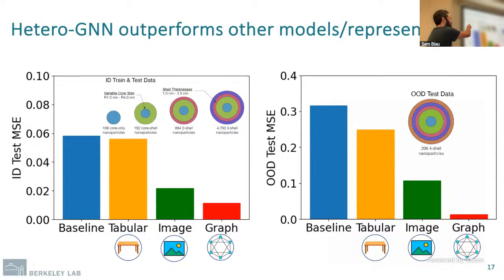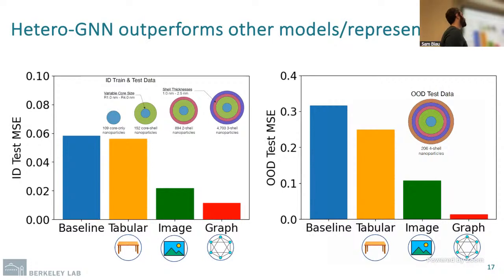Note the difference in y-axis here, though, right? It's not that out of distribution is easier than in distribution. It's that out of distribution, baseline tabular do very, very poorly, causing us to stretch our y-axis. So that was pretty cool.